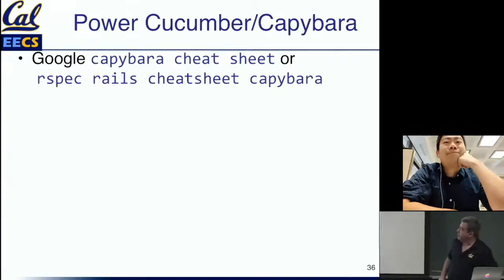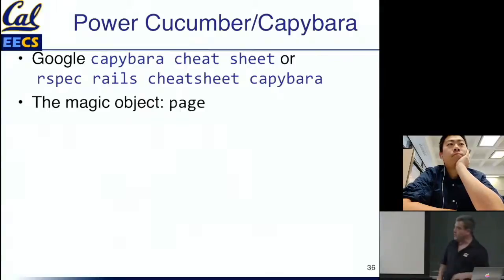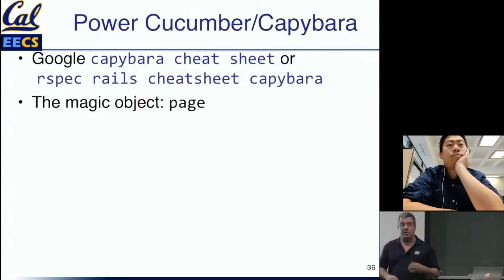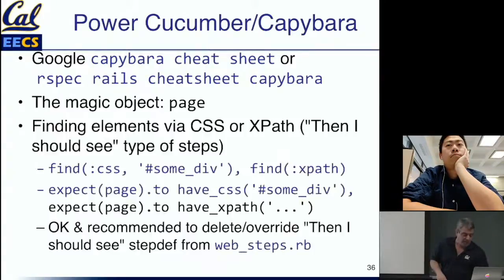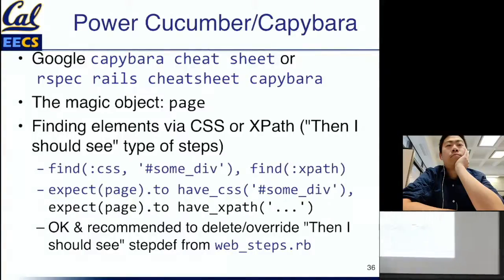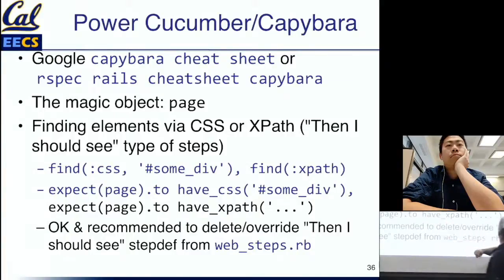If you Google the obvious terms, cheat sheet with Capybara or RSpec Rails, there's a zillion cheat sheets out there. But what they boil down to is that the magic object in Capybara is this thing called page. Page is a method that's defined everywhere in all your step definitions, and what it returns is a representation of basically a top-level HTML element that supports these really great things like find. Like you can say, find me the page element or elements whose CSS descriptor is this. So this would be an element whose ID is some div.